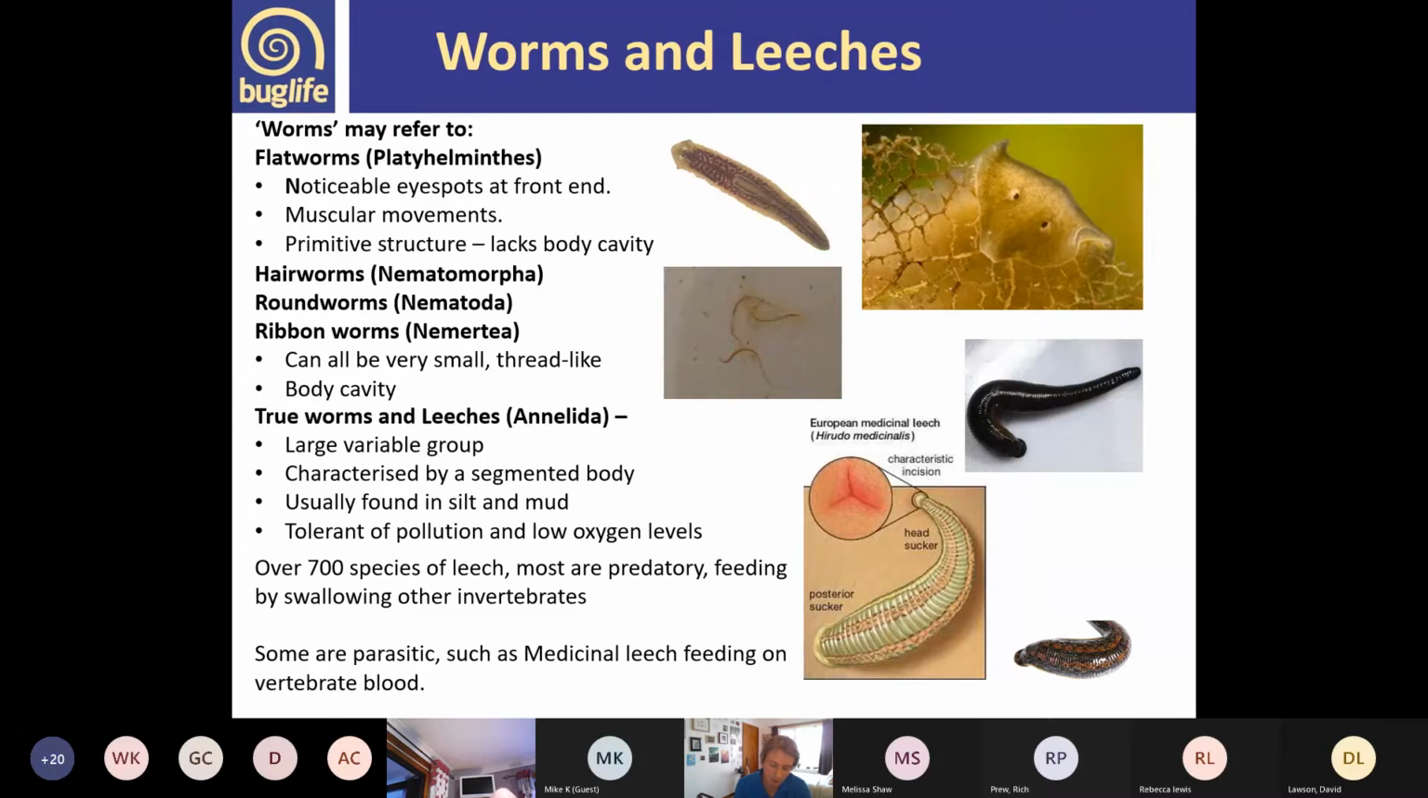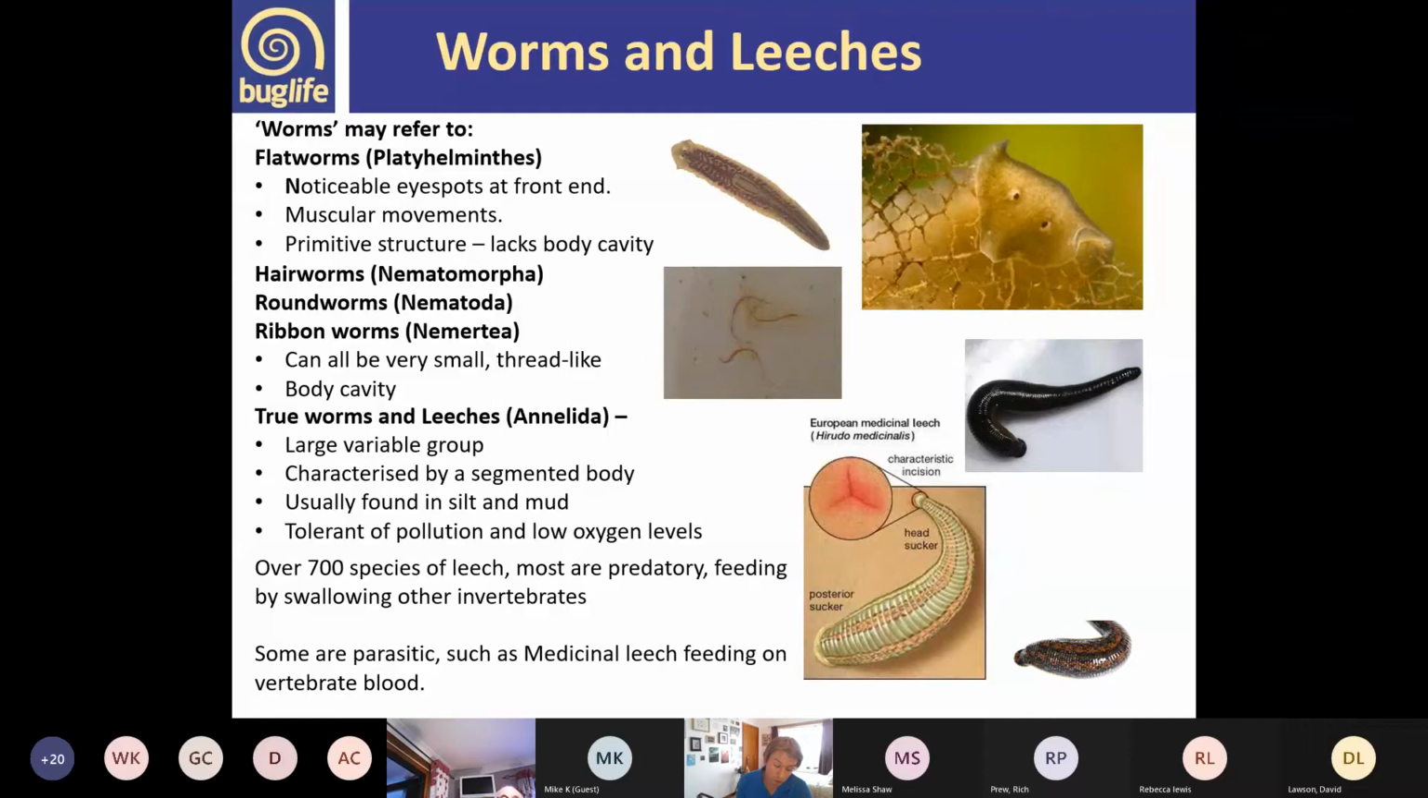You've got hairworms, which are mostly very small and thread or hair-like. Roundworms or nematodes have been known to reach up to 2 meters, but are generally also very, very small. Their larvae are parasitic, but the adults are free-living. Ribbonworms are also very, very small.